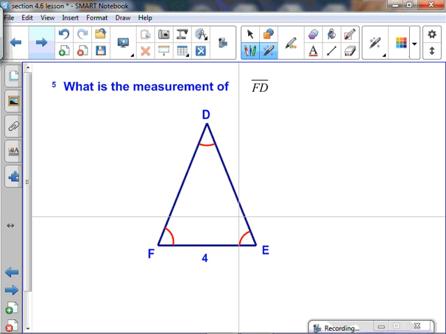Okay? What is the measurement of FD? Well, the only thing they tell me is that we have an equilateral triangle here.